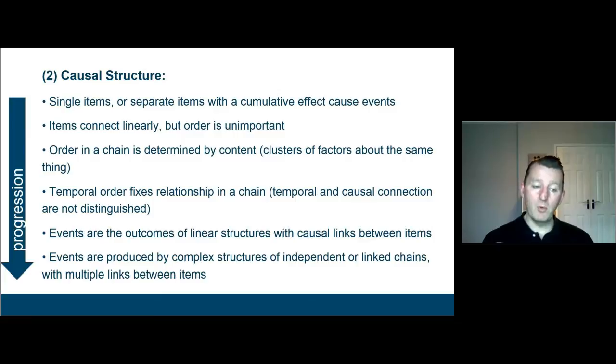So as we get more sophisticated, we should be thinking about how events are the outcomes of linear structures with causal links between those items. So we start to understand that it's not just putting the causes into the sequence in which they happen, but it's actually understanding how one thing leads to the other, or how one thing is interconnected with the other. So instead of listing factors, we can list factors, put them in an order, and then justify the order and talk about the relationship between those factors in order.